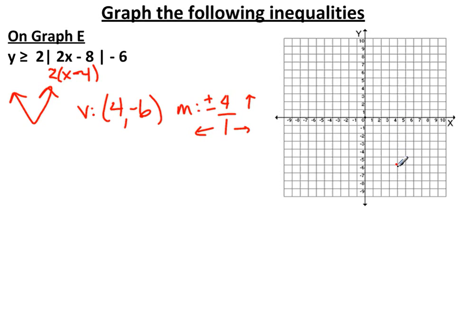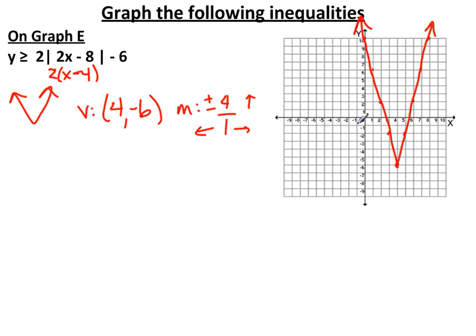So let's go to 4, negative 6. Up 4, right 1, up 4, right 1, and so on. And the same going left. This would have been a closed circle, so I'm going to graph a solid absolute value equation.